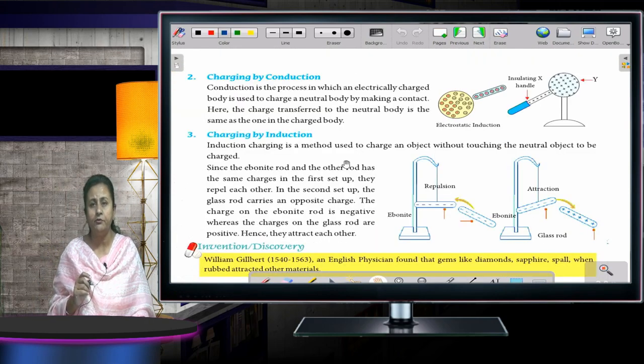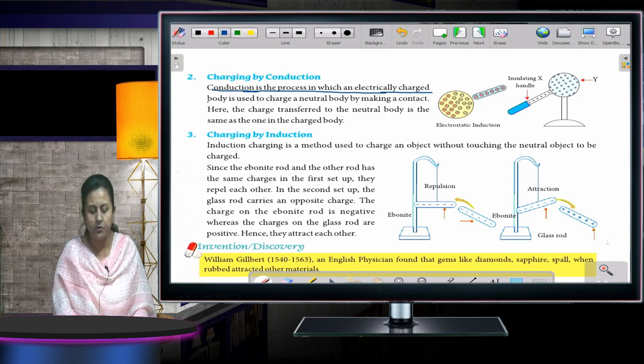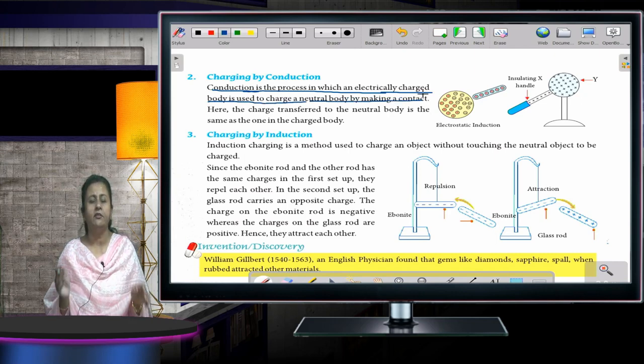Earlier I told you about friction, now charging by conduction. What happens in charging by conduction? Conduction is the process in which an electrically charged body is used to charge a neutral body by making contact. Both the bodies come in contact with each other. That is charging by conduction.